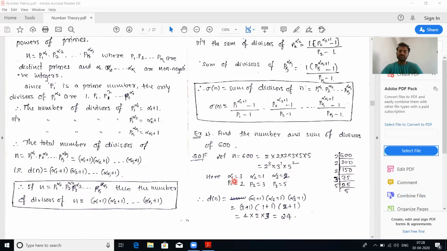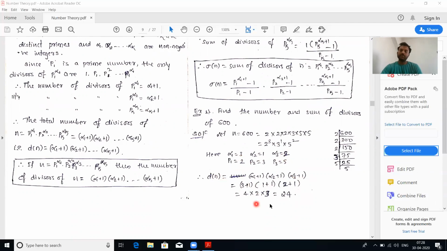Here, compare this with the standard form: p1 equal to 2, p2 equal to 3, and p3 equal to 5. Alpha 1 equal to 3, alpha 2 equal to 1, alpha 3 equal to 2. Substituting, D of n, the total number of divisors, is equal to alpha 1 plus 1 into alpha 2 plus 1 into alpha 3 plus 1. That is 3 plus 1, 1 plus 1, 2 plus 1. Multiplying, we get 24. So the total number of divisors of 600 is equal to 24.